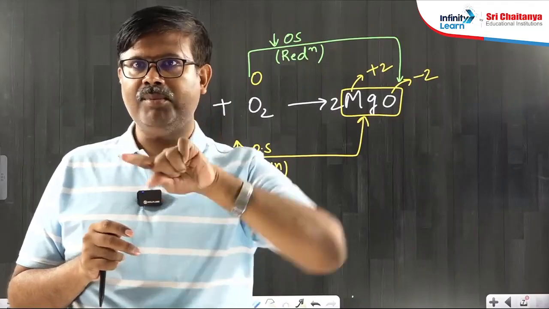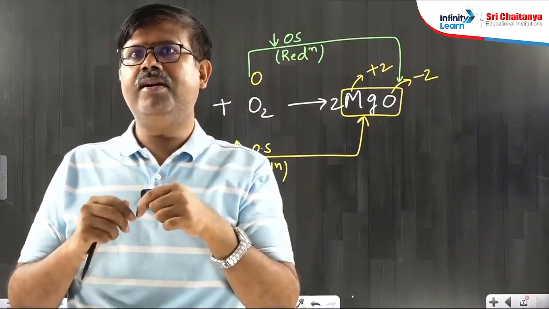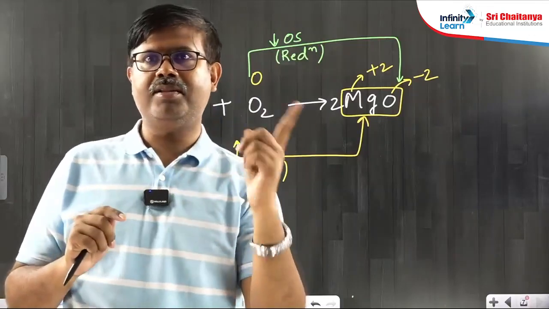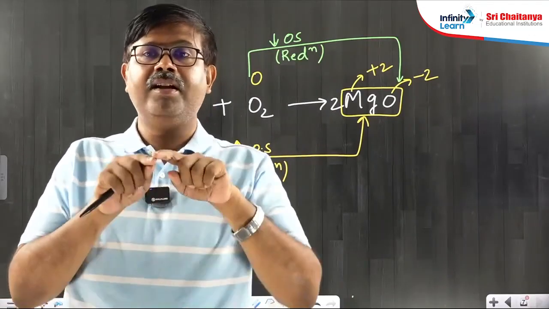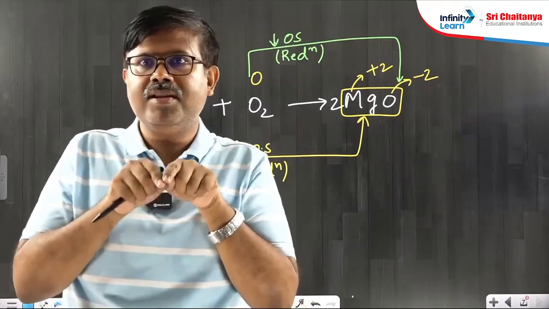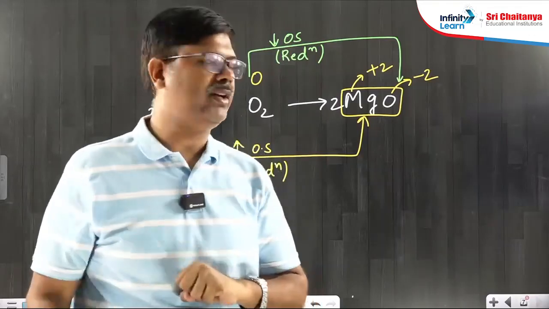Oxidizing agent means helping the other one to oxidize, so it will be involved in what? The reduction process. So for an oxidizing agent, we have to see which is undergoing reduction. For a reducing agent, we have to see which is undergoing oxidation. This is a short way to identify.